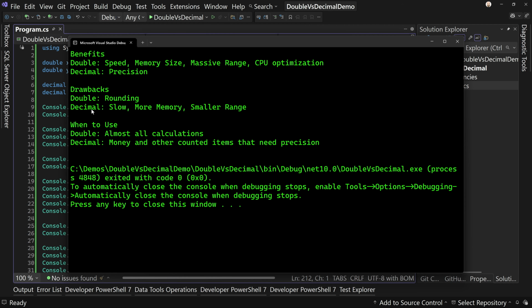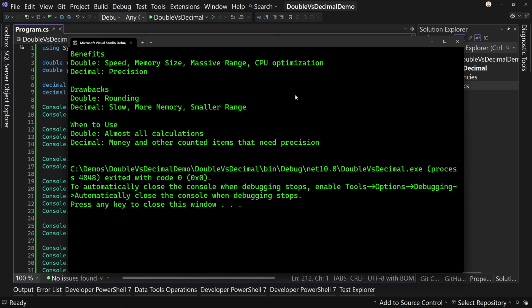What are the drawbacks of decimal? Well, they're slower. They take up more memory, and there's a smaller range of numbers inside of a decimal. When it comes to processing, there's CPU optimization for doubles. There's not for decimals. So the CPU is doing multiple steps of manual processing to figure out a decimal and figure out the operations for a decimal, versus possibly even one step for a double.